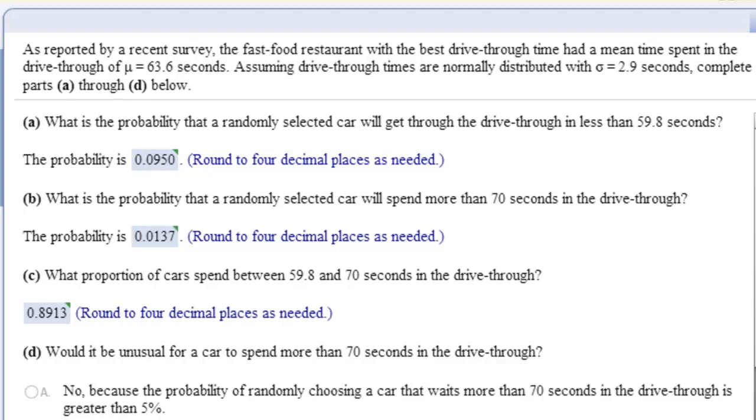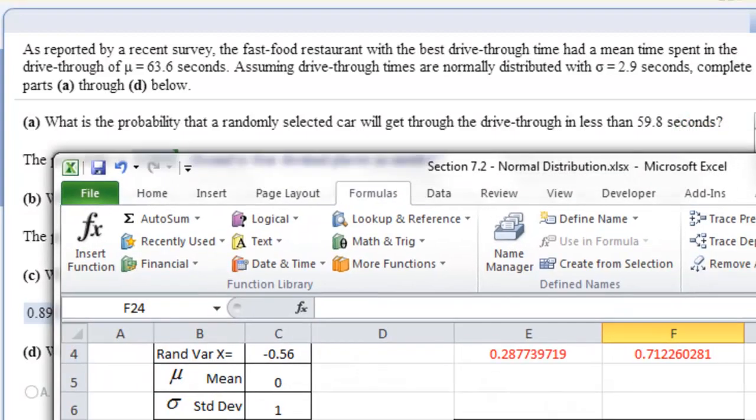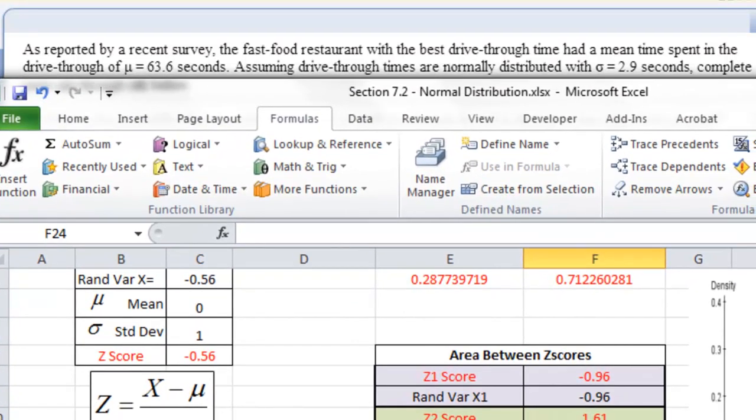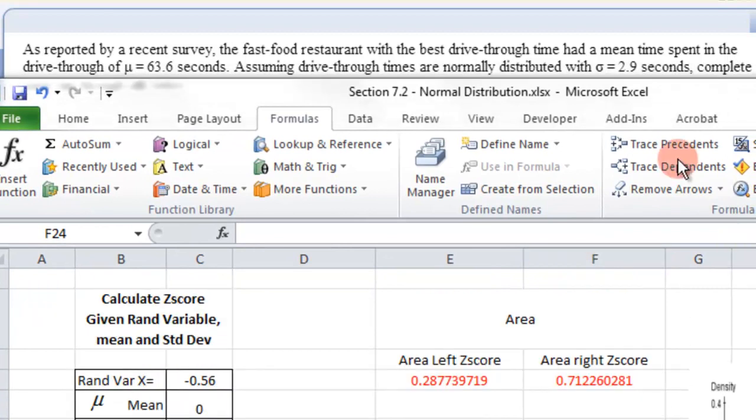Let's try another. Here's a good example with a different mean and standard deviation, answering some questions. We have a mean of 63.6 seconds and a standard deviation of 2.9 seconds, and it wants us to answer this information. What is the probability that a randomly selected car will get through the drive-through in less than 59.8 seconds? Okay, so let's put our information in here. We have 63.6 and 2.9.